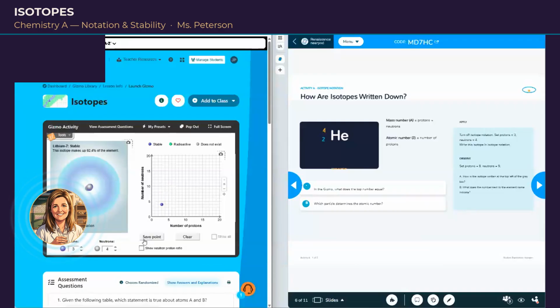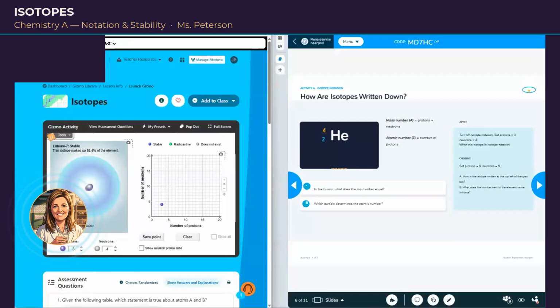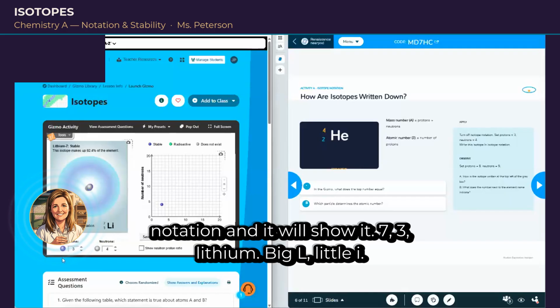So what would this look like? I wonder if I can draw on this board. I don't think I can. Well, you can double check what you think it should be by clicking show isotope notation, and it will show it. 7,3 lithium. Big L, little i.